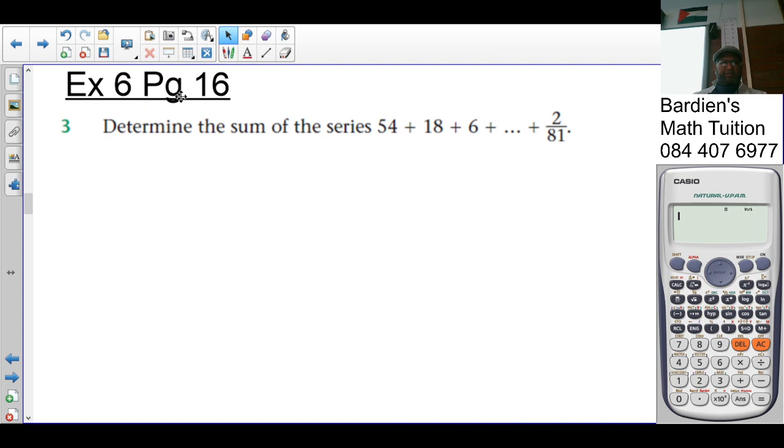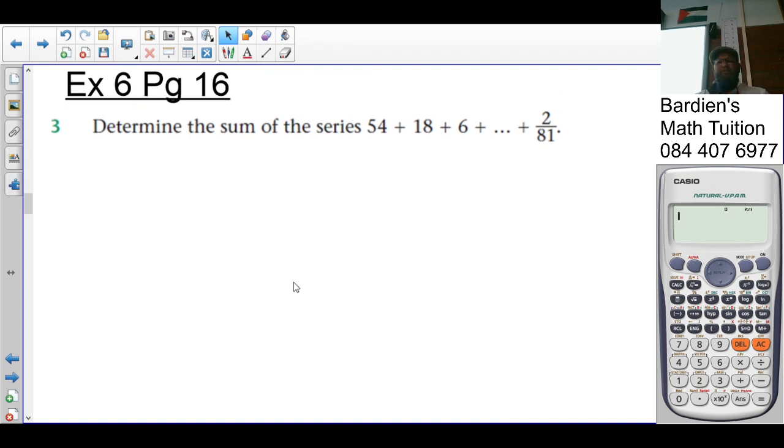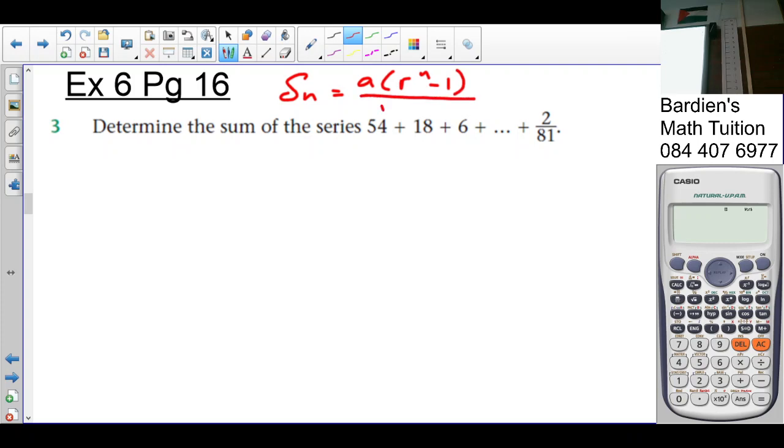Okay, exercise 6 on page 16, number 3. The question says determine the sum of the series. You've got 54, 18, 6, and it carries on all the way to 2 over 81. So to calculate the sum of the series, we know we're going to use the formula Sn is equal to A into Rn minus 1 over R minus 1. So at this point we got our A value. We got A to be 54.